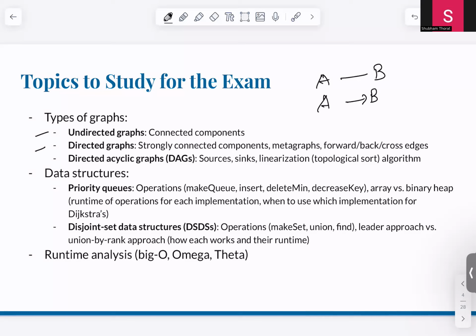And the concept of strongly connected components, metagraphs, and forward, backward, and cross edges: these are the edge types that come in your directed graph. So make sure you understand these definitions of forward, backward, and cross edges. These distinctions and definitions come in your directed graph. And then we have DAGs, directed acyclic graphs. Here we do not have any cycles.